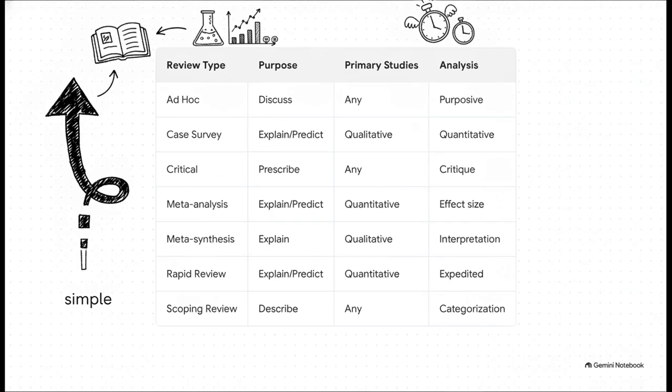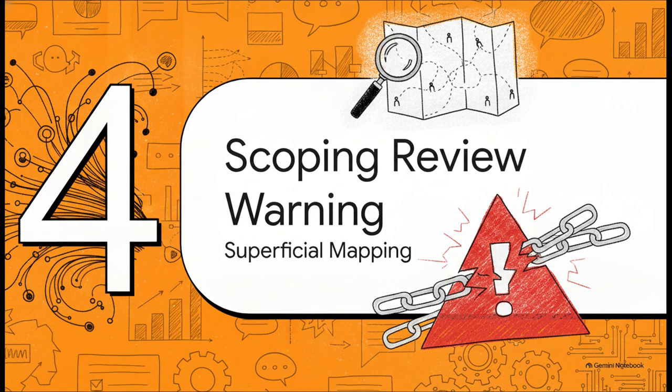Each of these types serves a distinct, absolutely critical function in the research ecosystem. Take just a second to let these different pathways sink in. Okay, Section 4, the scoping review. Warning, superficial mapping. Let's zoom in on one specific type that is incredibly popular right now, especially in fields like software engineering and the social sciences, but it comes with a massive caveat.